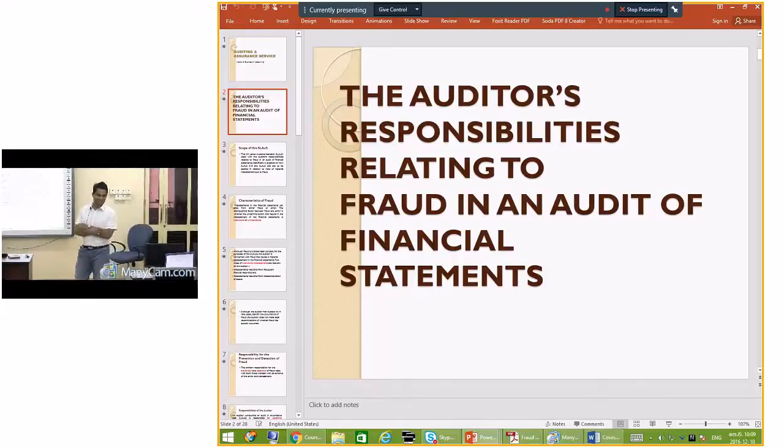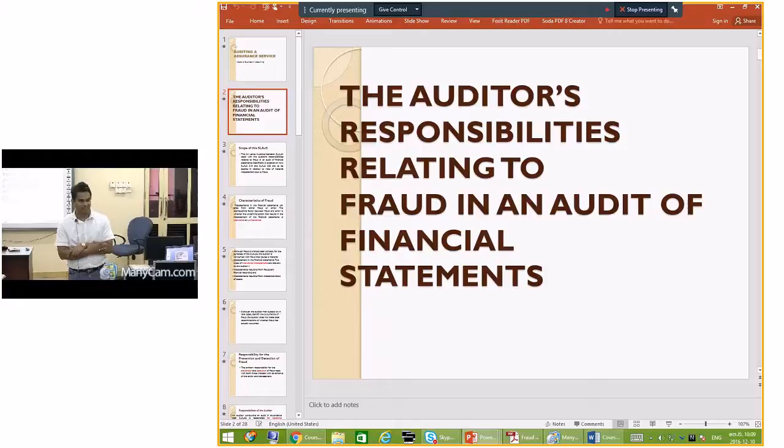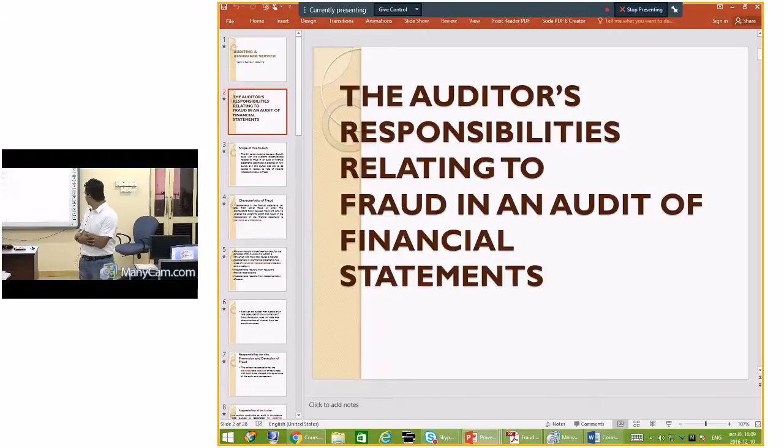What is this? This is SLS 240. The auditor's responsibility relating to the fraud in an audit of financial statements.